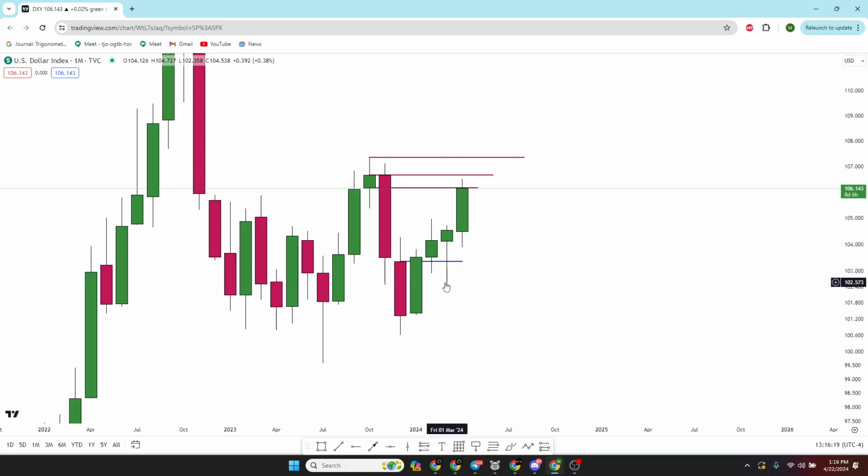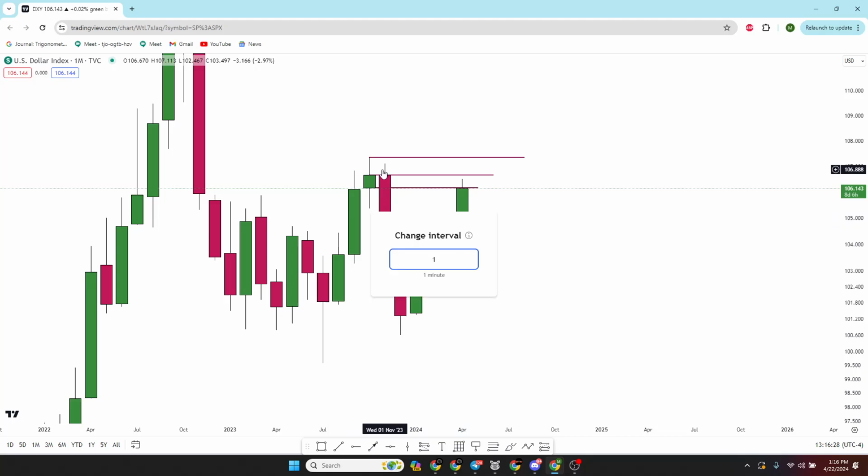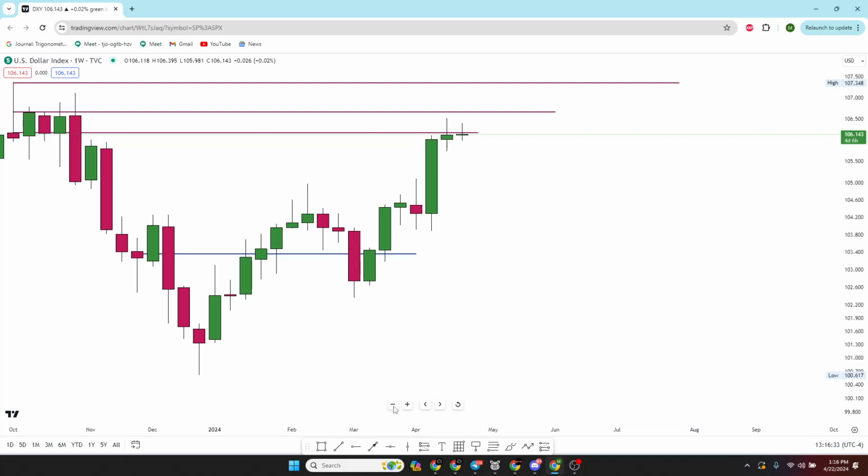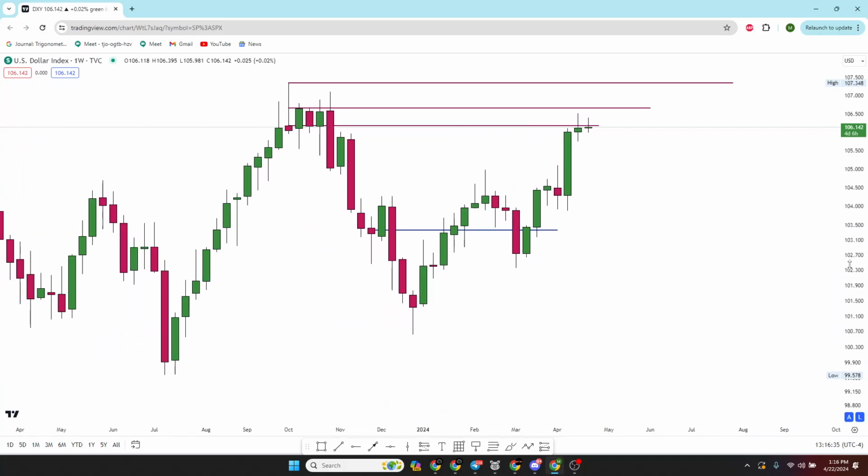So we traded down in March, and then we continued to rally. So now we're rallying, and we're in April. We rallied into the order block. So let's go down to a weekly time frame. See what levels we have. All right.